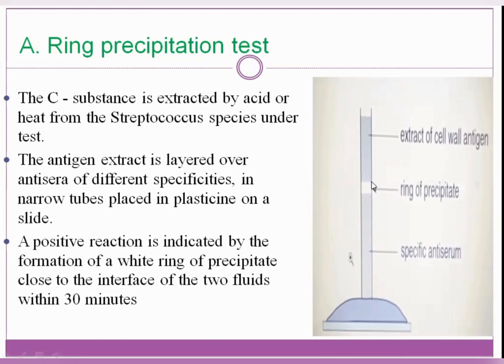precipitation occurs between the antigen and the antiserum, so white ring formation occurs after the 30 minutes, that means they are positive. And C substance is present in the bacterial cell, that we isolate from the respective bacteria.